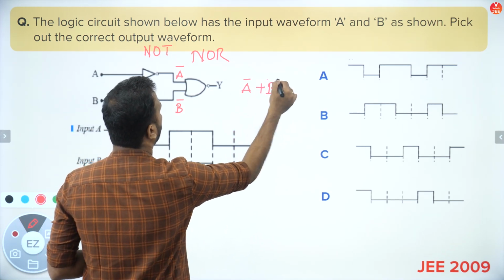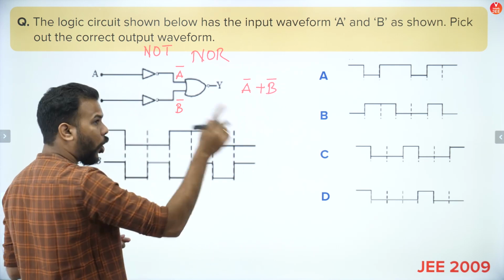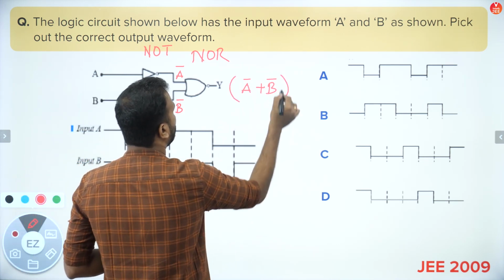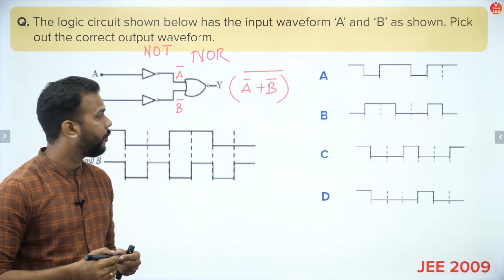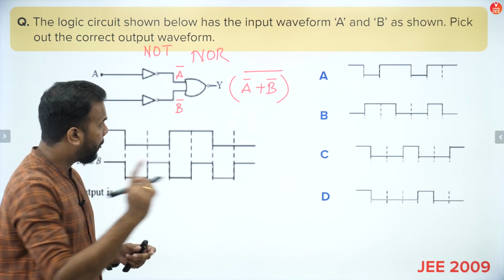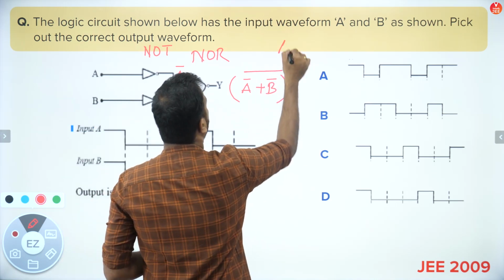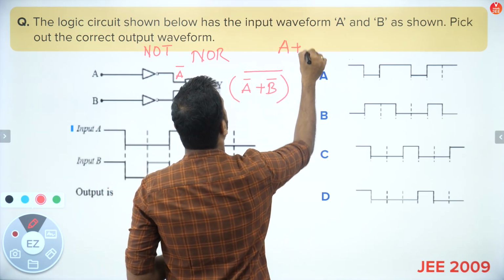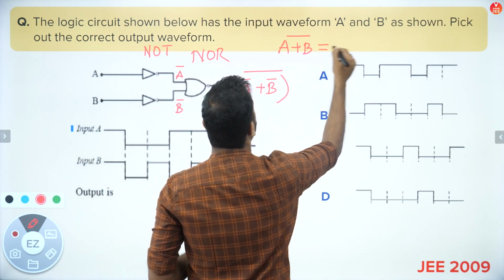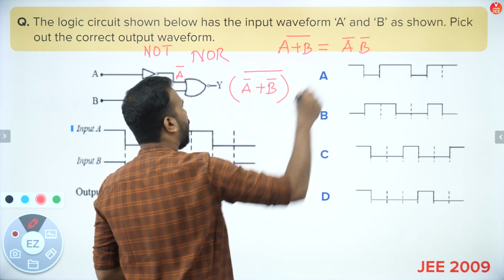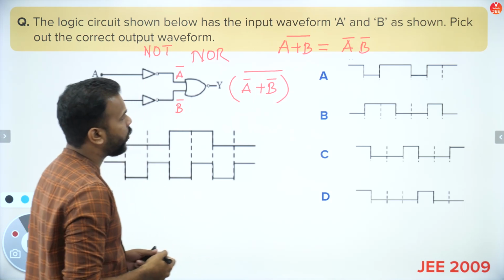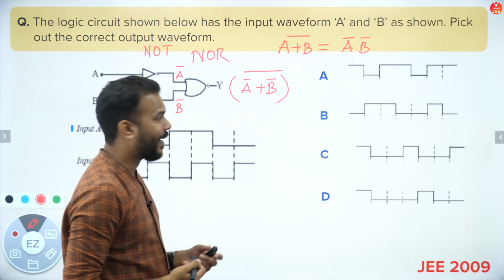So A bar plus B bar is the output of an OR gate. But because a NOT gate is also there, you put a whole bar over it. Okay, so that's basically your output. But then you know a property from Boolean algebra that (A + B) whole bar is basically A bar B bar. That means the OR gate's output after inversion of the inputs becomes the output of an AND gate.